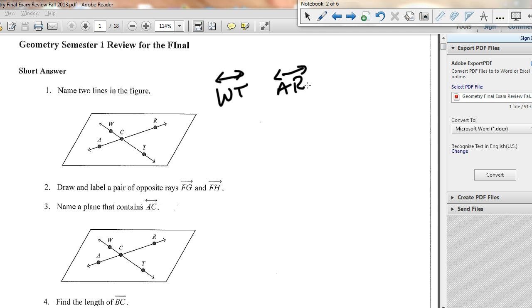Draw and label an opposite pair of rays. So a pair of opposite rays means that they will make a straight line. These are not opposite rays. Don't do it like that. When you label them, it starts at F and goes through H. Remember that a ray has an endpoint, the starting endpoint, and then goes through the second point and has an arrow on the other end. So FH and FG.